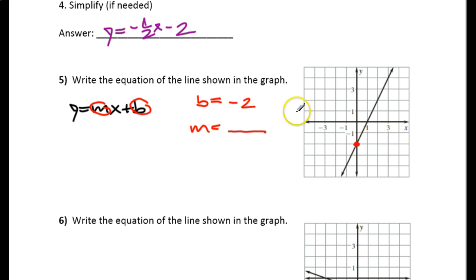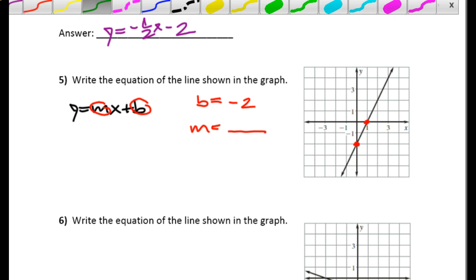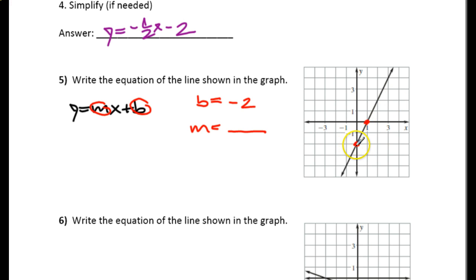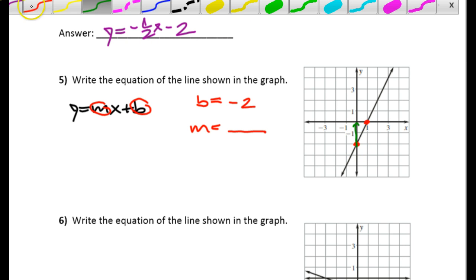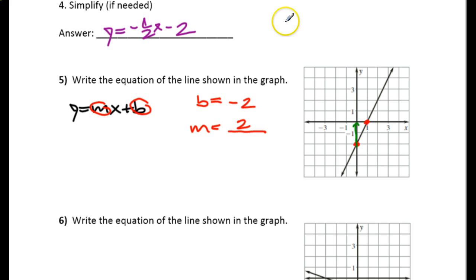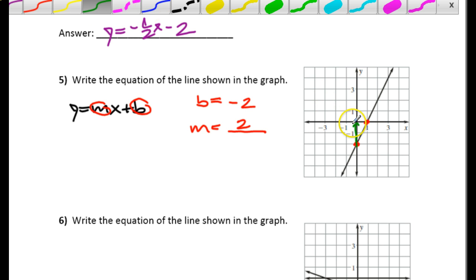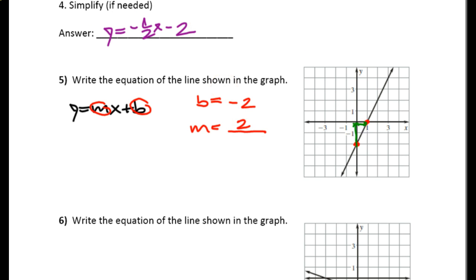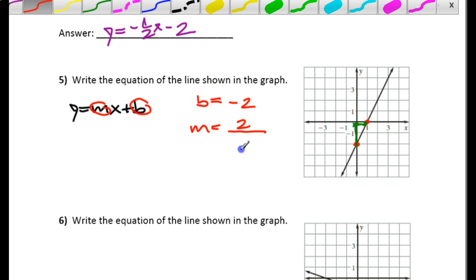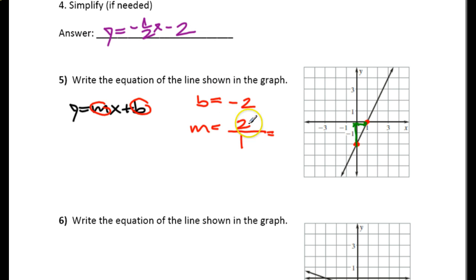Okay, and now I'm going to need my m, which is my slope. So I'm going to do my rise over my run. Here's one dot. I'm going to use another dot. I can use this dot, or I can use that dot. Either one's okay. I'm going to start here. Now I have to do my rise first. I'm going to go up 2. Going up 2 means +2. And then I'm going to run to the right 1. The right direction is also positive, so it's 2 over 1. If I put that in my calculator, 2 over 1 simplifies to 2.